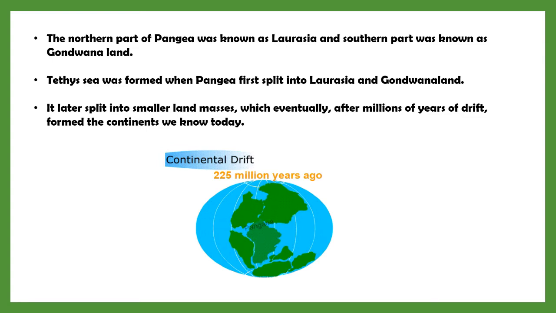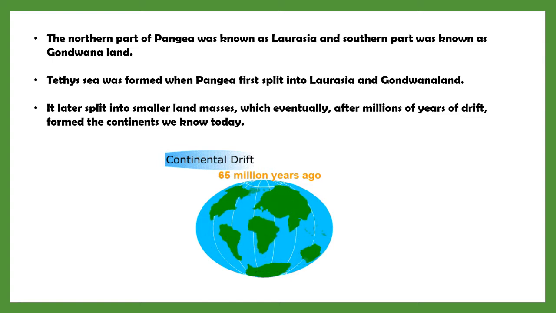In the beginning, there was Pangaea. Pangaea started breaking into two, Laurentia and Gondwanaland, and then these two landmasses further broke apart into the present day continents.